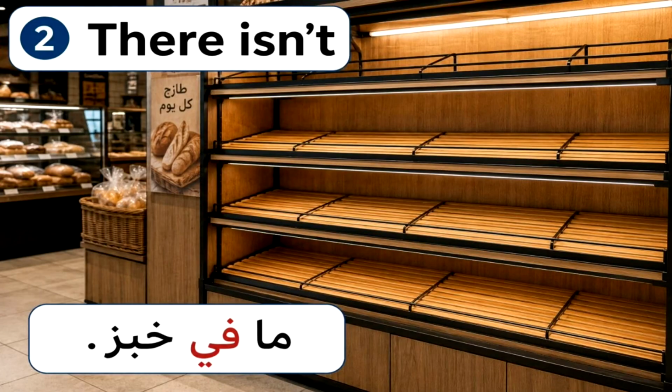To make it negative, we simply add ma before fi. Ma fi, ما في: there isn't, there aren't. ما في خبز: there isn't any bread.